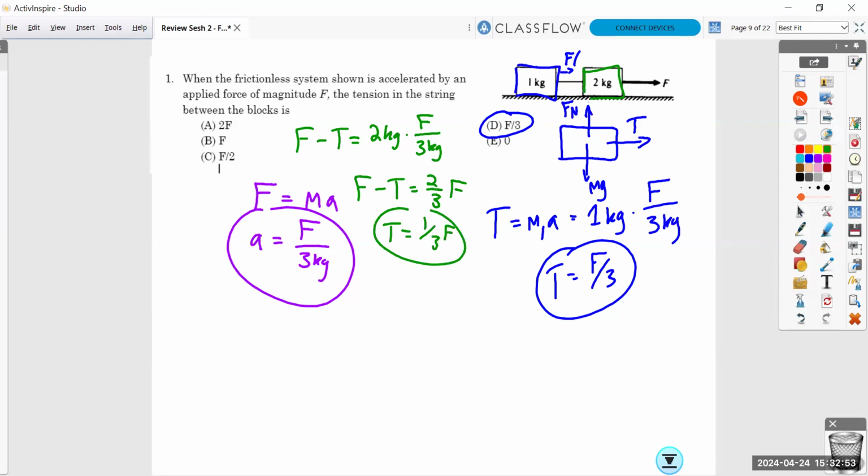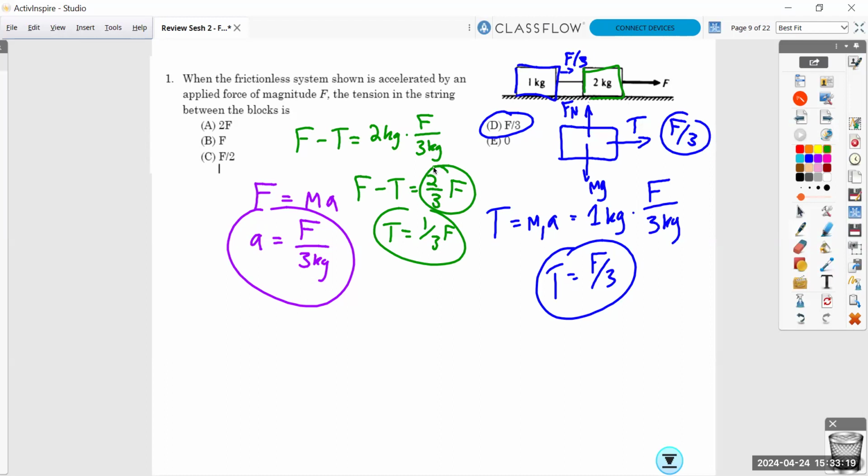That 1/3 F is speeding up the blue box and slowing down the green box. And what I think is kind of neat is if you look at the net force on each of them, the net horizontal force on this one is F/3. The net horizontal force on this one is 2F/3. This one's got twice as much mass. It needs twice as much force to accelerate at the same rate.